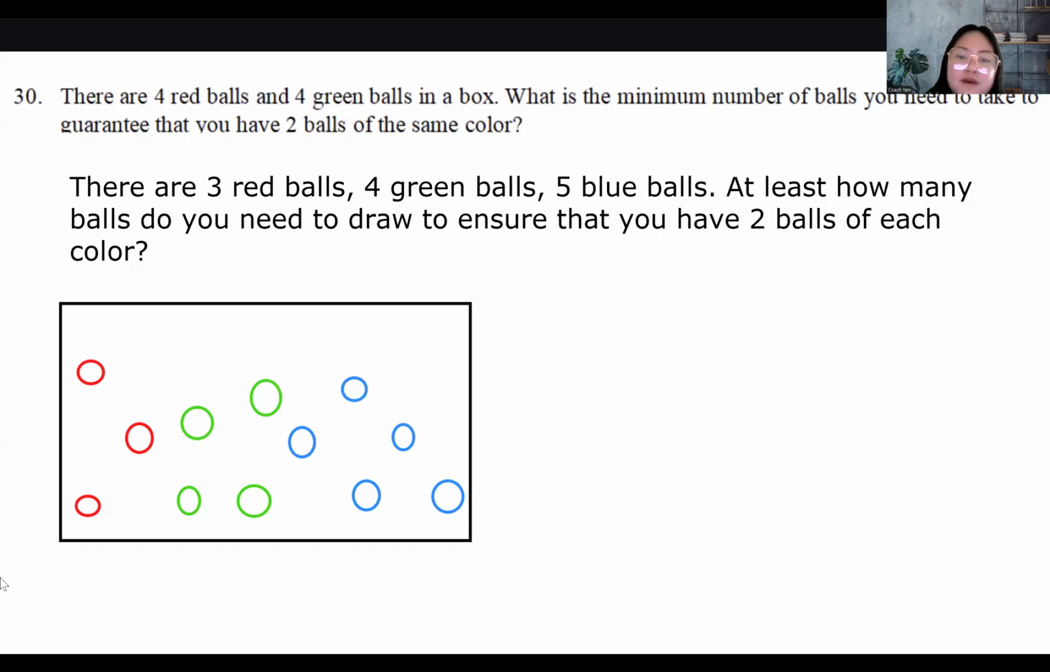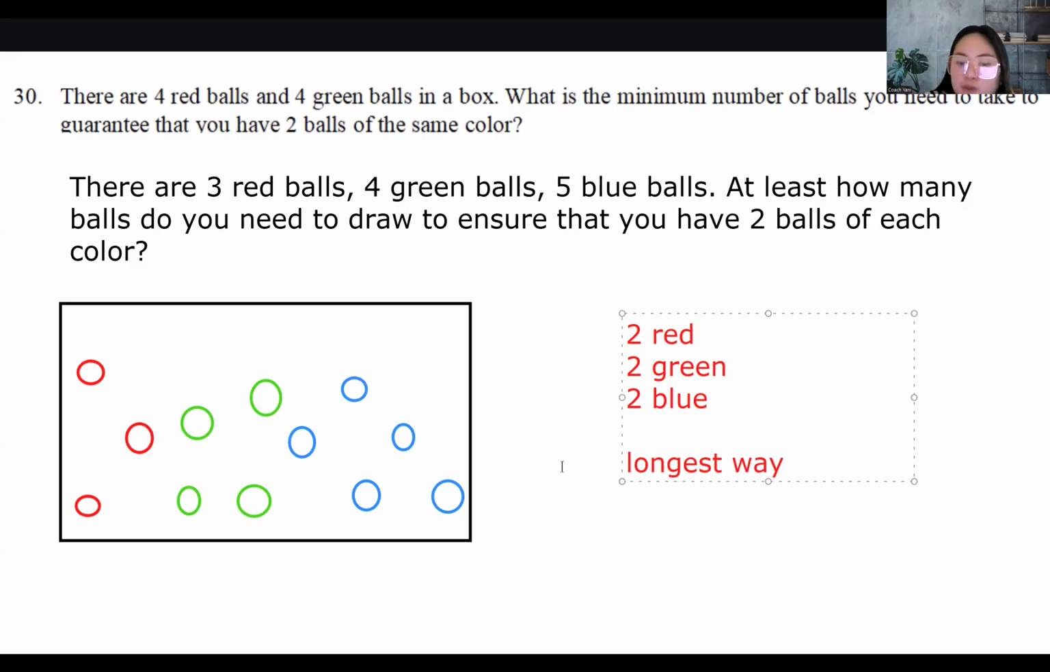Okay, let's solve the question. So you have to ask what's the longest way that you can get two balls of each color. So two balls of each color, that means you need two red, two green, and two blue. That's what you need. But since this is a worst case scenario problem, you need to get the longest way to achieve what you want. So, what's the longest way to get what you want?